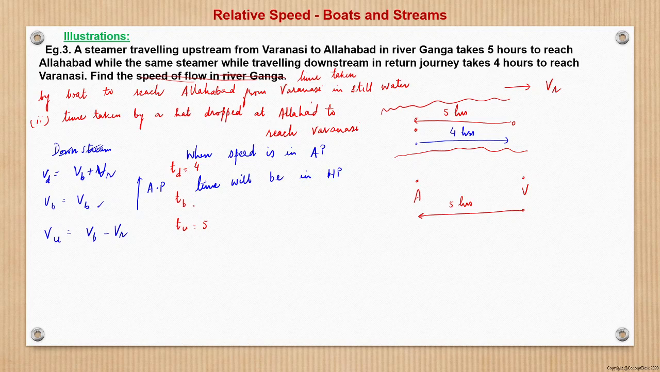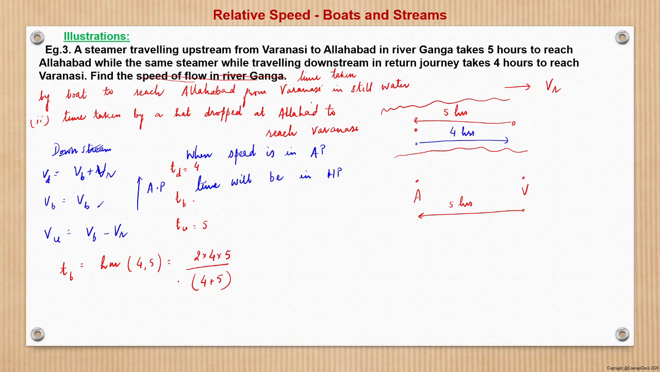This TB, what will be TB? So this is nothing but TB, which is the time in still water, time taken by boat to cover the distance between Allahabad and Varanasi in still water, is the harmonic mean of 4 and 5, and harmonic mean of 4 and 5 is what? 2ab upon a plus b. So 2 into 4 into 5 upon 4 plus 5. I mean, those of you who know this good enough, otherwise this we'll see in sequence and series when we look into those concepts.